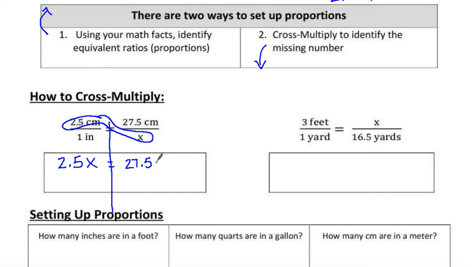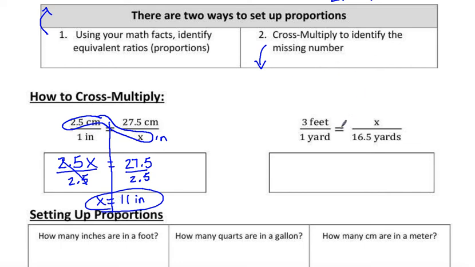Now, I need to solve this to get x by itself because x is the missing measurement. So I'm going to divide, because these are stuck together by multiplication. I have to do the inverse, which is division. And if I divide, these are opposites, so they're going to cancel. I'm left with x equals 27.5 divided by 2.5 is 11. And when I'm looking at the measurement, I'm missing the inches piece. So this is 11 inches would be my final answer.